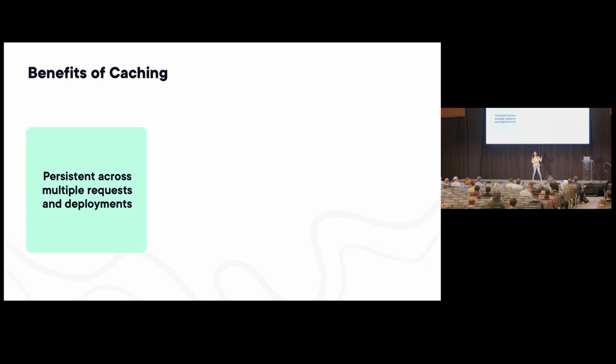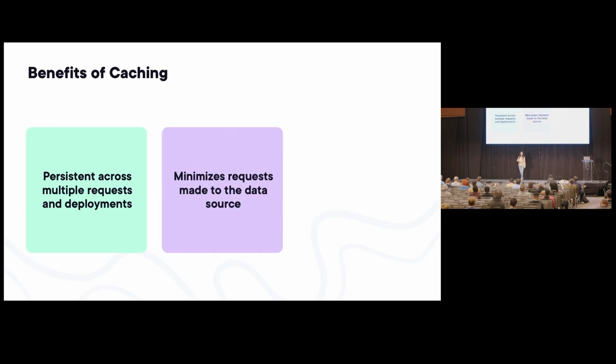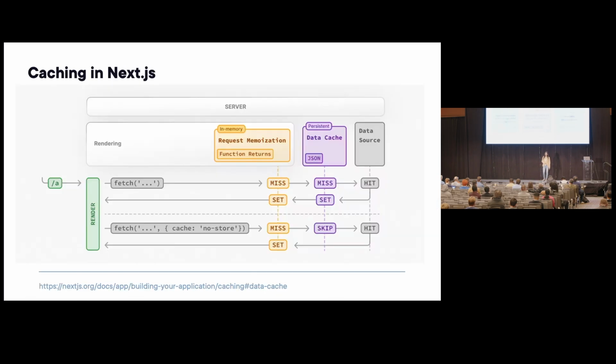Now, what is the benefit of doing something like that? Your data is going to be persistent across multiple requests and multiple deployments. Now, the shopping page that we just saw, if I did static data fetching, it's going to put all that data in the Next.js cache, and every single time I go to that page, it's just going to pull that data for those seasonal pies from the data cache instead of making the complete network request. It's going to minimize your load and requests made to the data source, and obviously improve the performance as a result of using that cache.